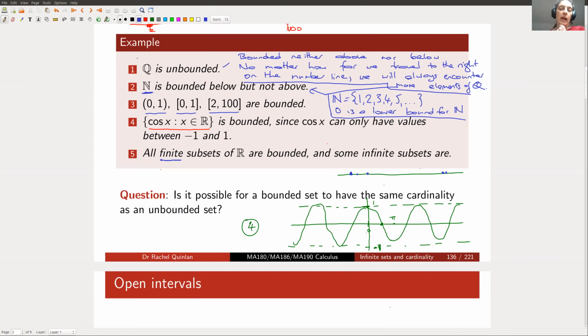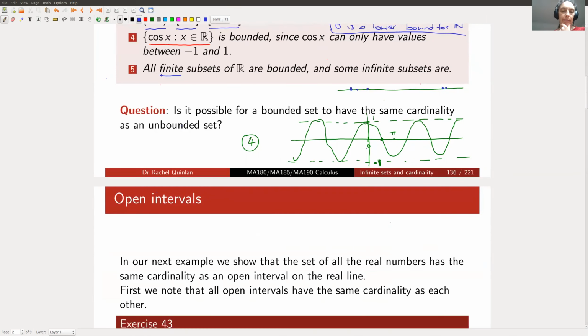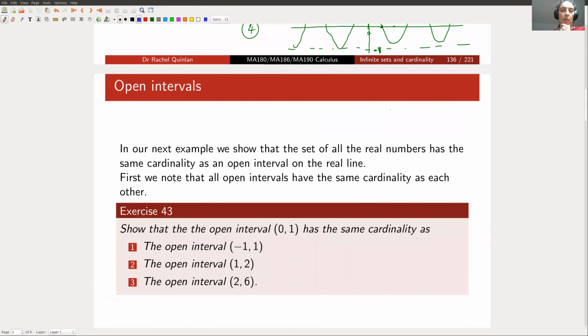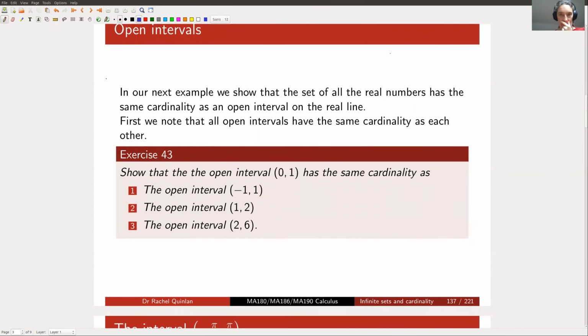Okay, so to think about that, this is really setting the groundwork for tomorrow when we're going to talk about the cardinality of the set of real numbers. But first of all, we're going to talk about some intervals. So in the next example, we're going to do this.